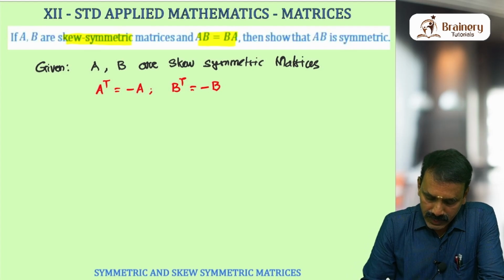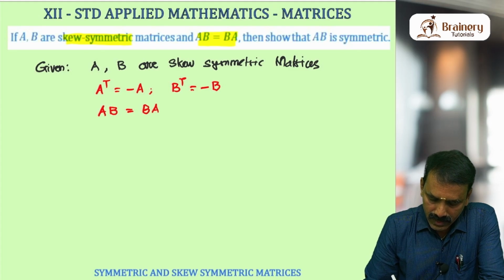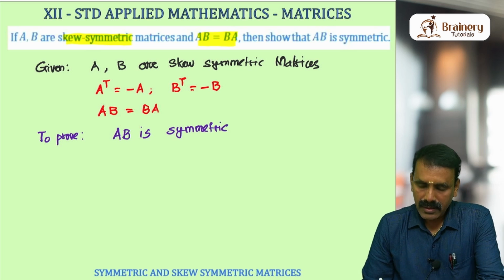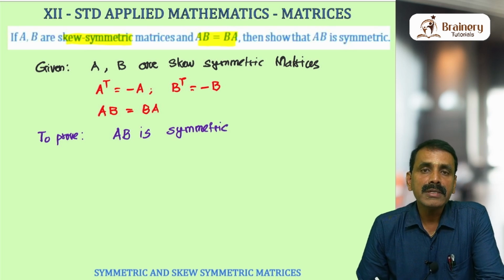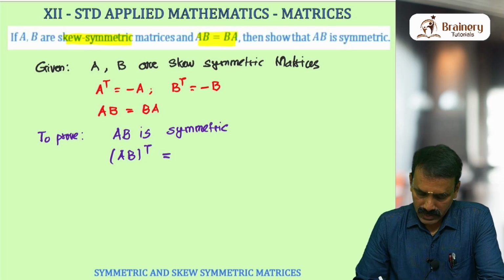And also one more condition is given to us. What is given? AB is equal to BA. What are we supposed to prove? To prove AB is symmetric. That is, we are supposed to prove AB whole transpose is equal to AB itself. This is what we are supposed to prove.